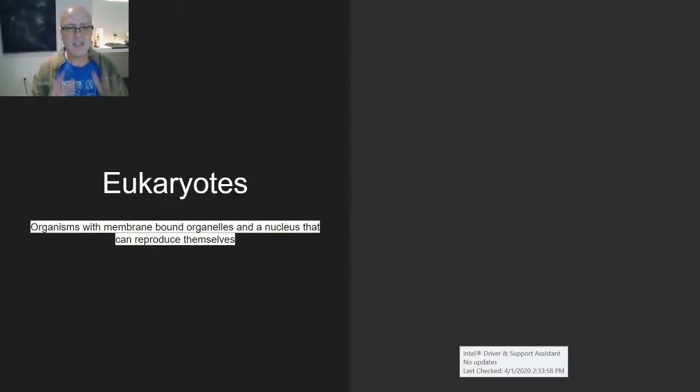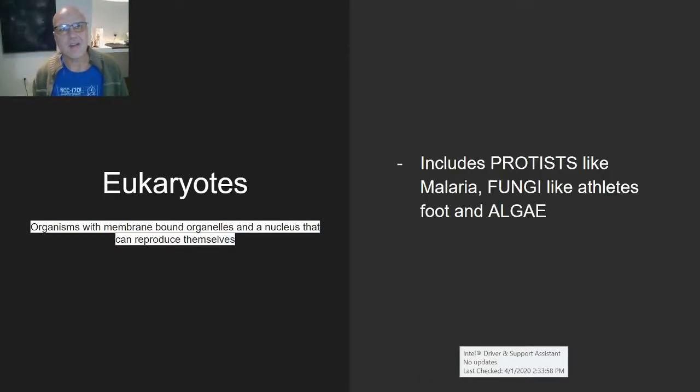What's a eukaryote? A eukaryote is an organism with membrane-bound organelles and a nucleus that can reproduce themselves. That means they have things like a mitochondria with a membrane around them, a chloroplast with a membrane around them, a double membrane actually for both of those. And there's also the nucleus itself, DNA surrounded by a membrane. So you can imagine these things are pretty advanced and they're also bigger than bacteria, which don't have a nucleus, but I'm going to come back to that.